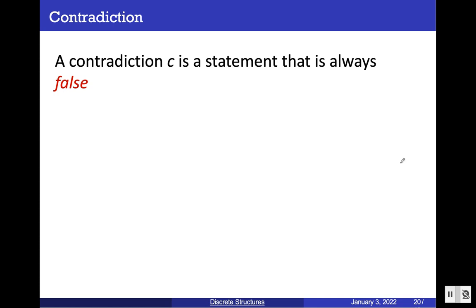Now, a contradiction is a special kind of statement which is always false. All right, a contradiction is a statement which is always false. So let's see, someone is saying that that dog is a reptile. Okay, so that dog is a reptile.